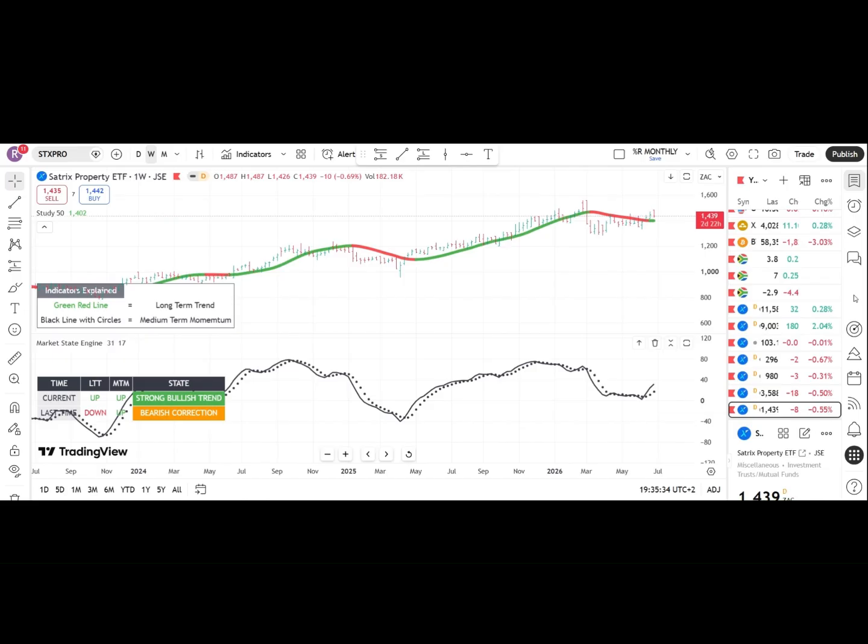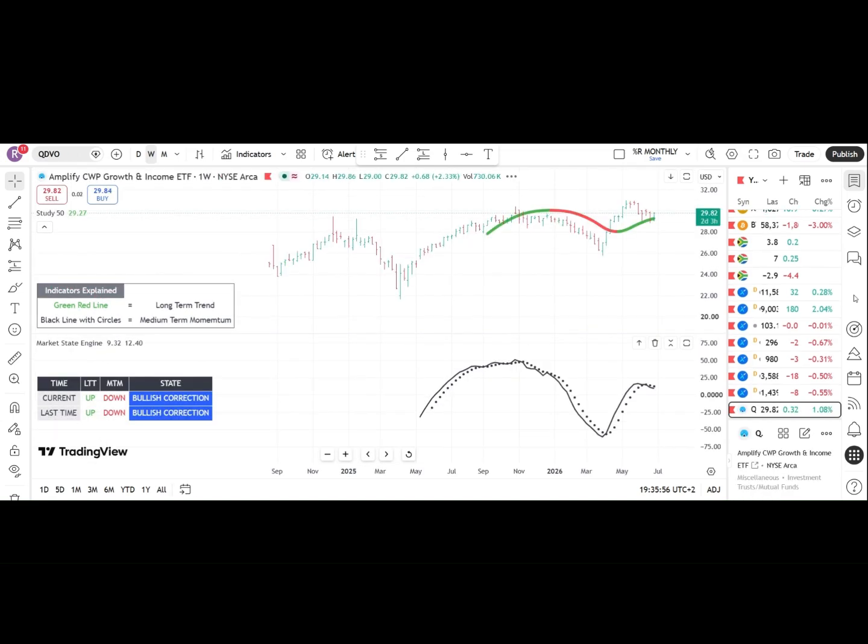The Satrix Property ETF has changed to a strong bullish trend after its bearish correction. So the correction on the bear trend now has changed into a bullish trend on the weekly chart.